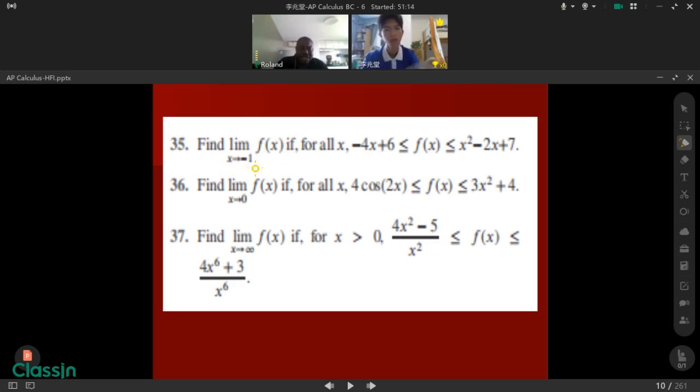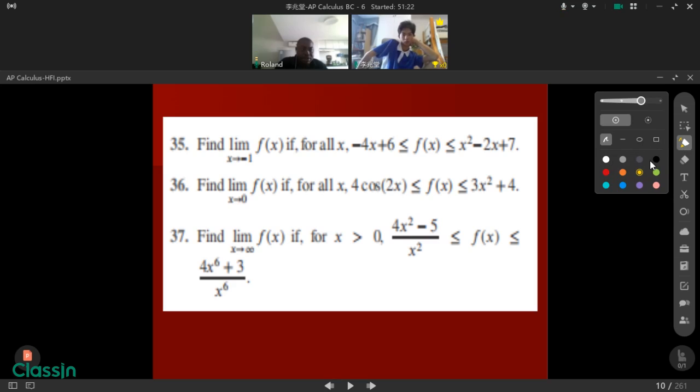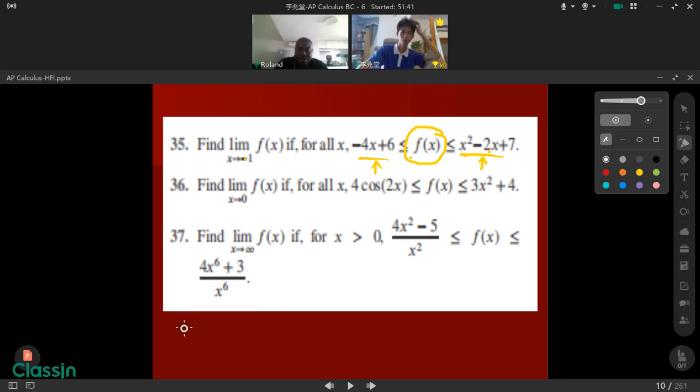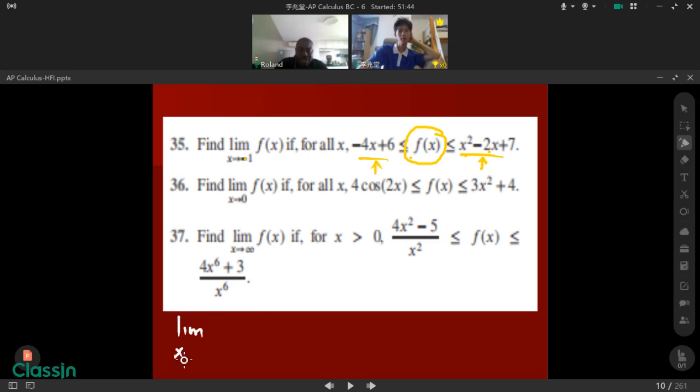They said find the limit as x approaches -1 of f of x if for all x this statement is true. Now, if we take the first one, we need to evaluate the limit on the left and the limit on the right at x equal to -1. If the left-hand side and the right-hand side are equal, then we can conclude that the middle is equal to both. So basically, on the left-hand side, we find the limit as x approaches -1 of -4x plus 6. And this is basically 10.